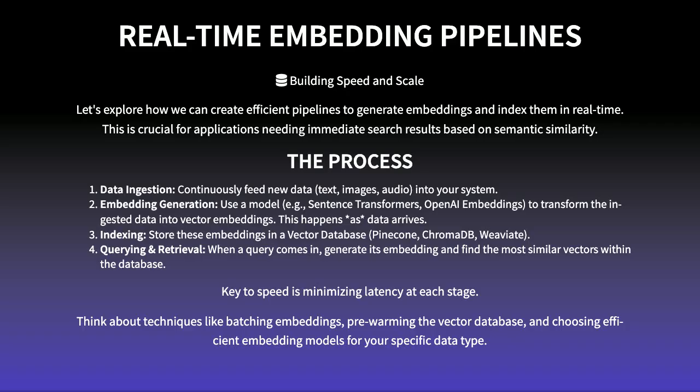Then we need to store those fingerprints in a vector database, which is specifically designed for quickly finding similar things. And finally, when someone searches, we create an embedding for their query and use that to find the most relevant items from our database. The trick is making each part of this process as fast as possible, like processing data in batches or using models that generate embeddings really quickly.